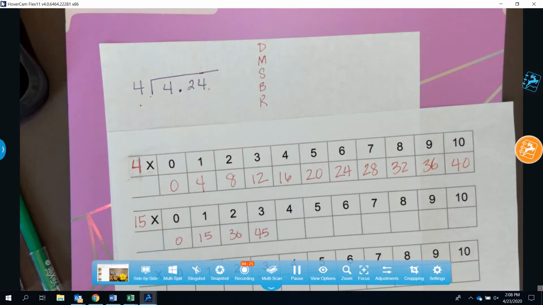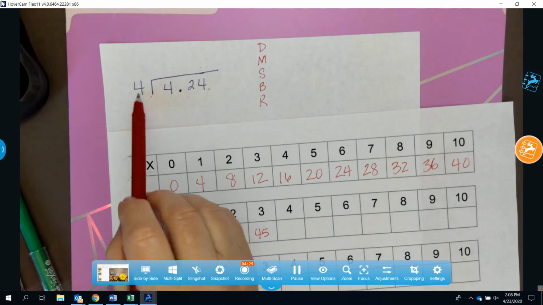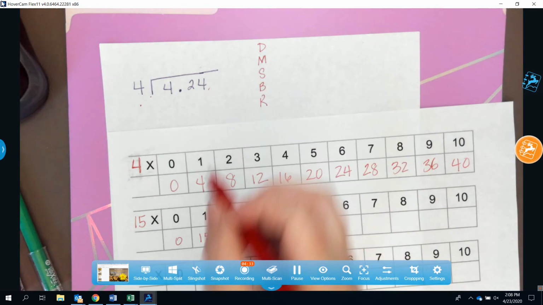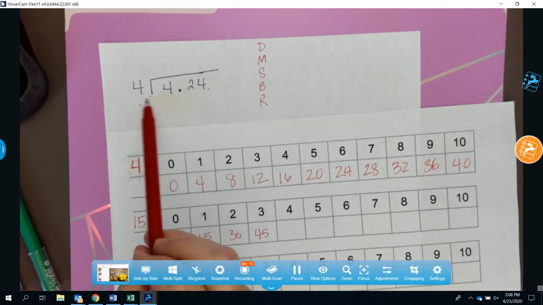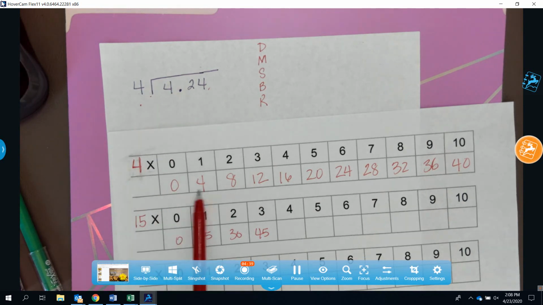Here's my steps. Okay, so I got to divide first. 4 into 4. What's 4 divided by 4? If you're confused, like, is that 16? No, you got to find the 4 here.